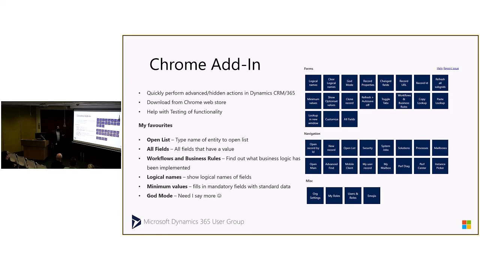So this particular add-in is a Chrome add-in. It's called Level Up for Dynamics CRM. You can go to the web store and download it. Effectively what happens is you go to the Chrome web browser, and on the right-hand side there's a rocket that shows up this menu. So effectively these are quick actions that you can perform on your Dynamics instance.